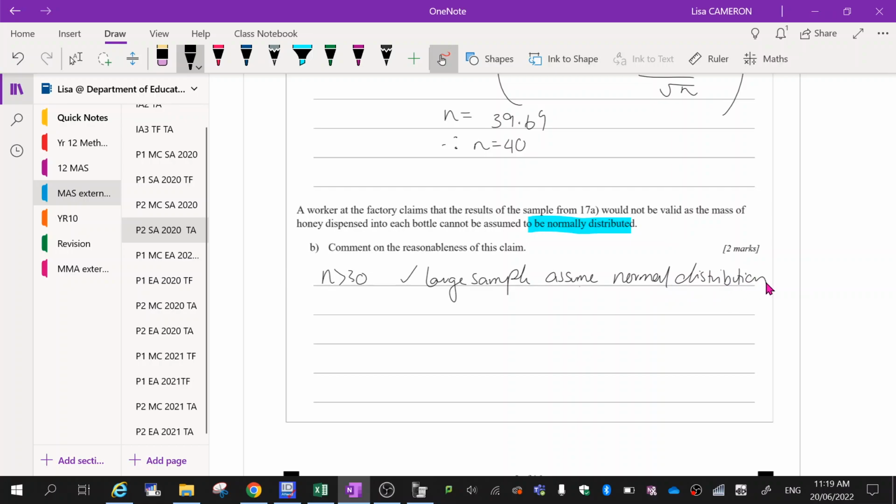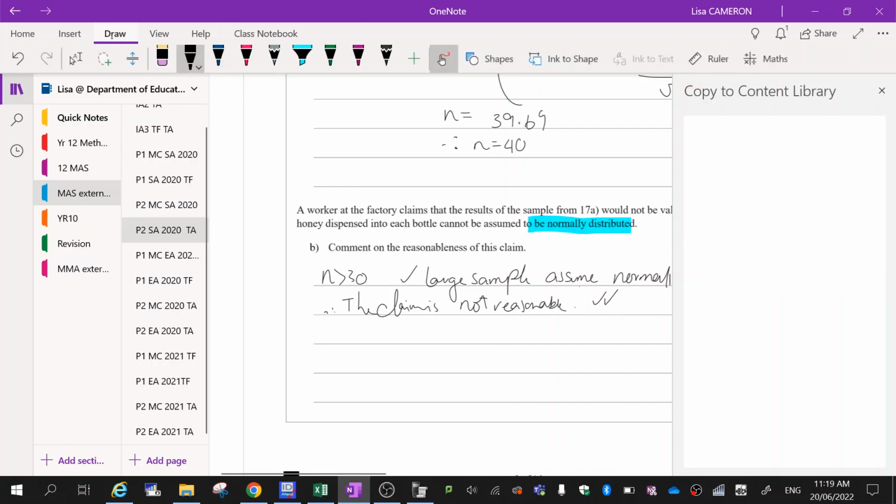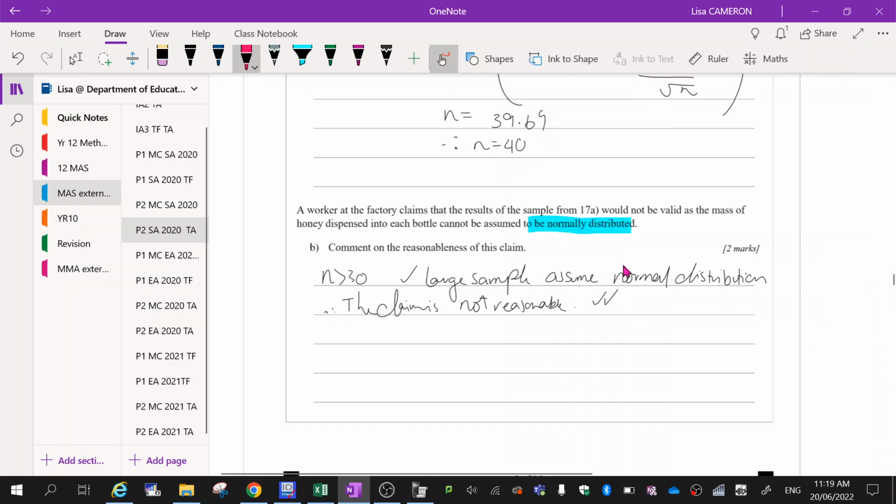Now, that doesn't actually mean that all of the data has been normally distributed, like the actual individuals, but it means that the individual means that would have been calculated end up being normally distributed. So, therefore, the claim is not reasonable. So in this question, you would get 1 mark for identifying that the claim is not reasonable. This part here, you get 1 mark for making this statement.